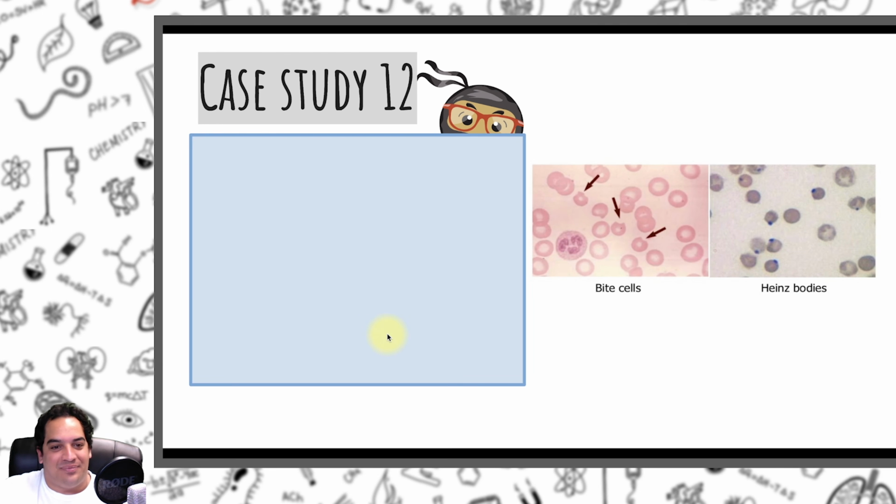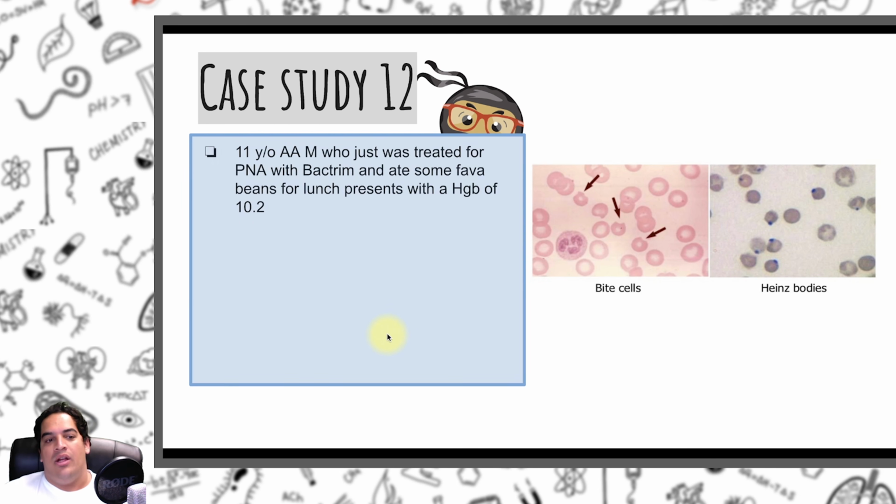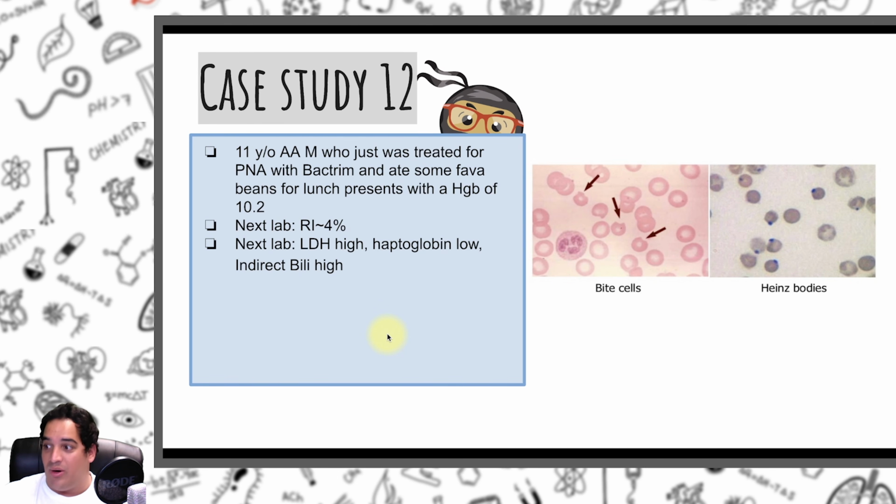All right, 12. 11-year-old African-American male, treated for pneumonia with Bactrim, decided to eat some fava beans for lunch. Presents with a hemoglobin of 10.2. He's anemic. What do I do? Check the retic. It's 4. It's greater than 2, so it's not a decreased production. It's an increased destruction or loss. What do I do? Check for hemolysis. There's hemolysis. What do I do?